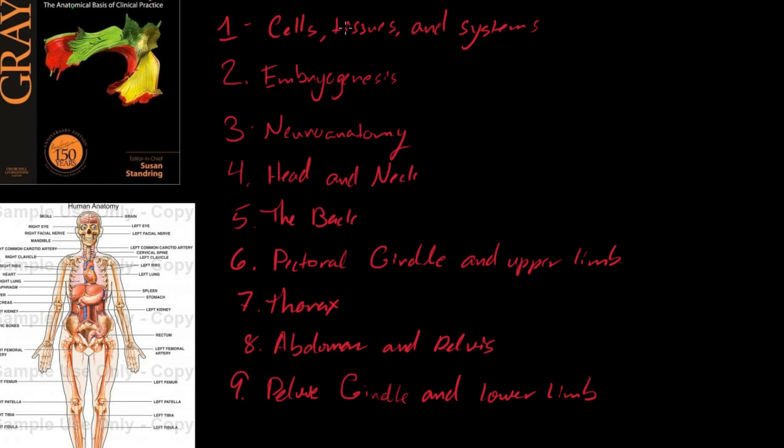The first one is cells, tissues, and systems, where we're going to be looking at cells, how those cells form the tissues, and how those tissues then form the systems, which make up what we're going to be learning in the next 8 sections. The next section we're going to be learning about is embryogenesis, which is the development of a fetus from conception all the way up until early development.